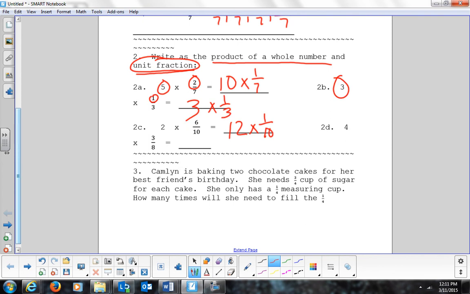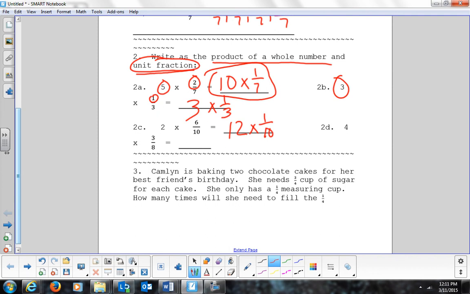On the 1/3 one, can you put one whole? No, because that's not what it asks you to do. It asks you for a multiplication problem, the product of a whole number and a unit fraction. Whenever you see these words, write as the product of a whole number and a unit fraction, it needs to look like this. Whole number times a unit fraction.